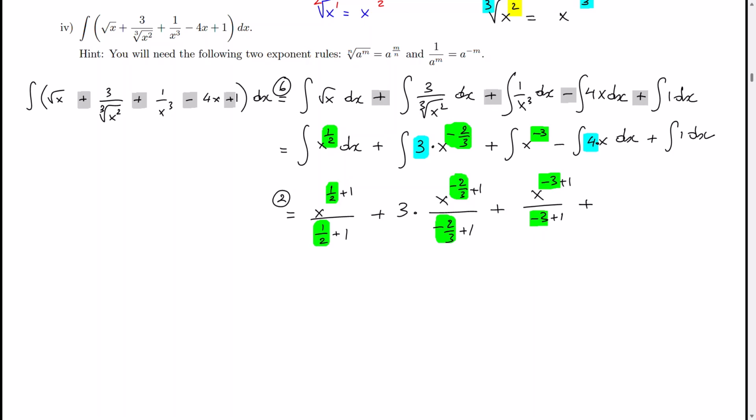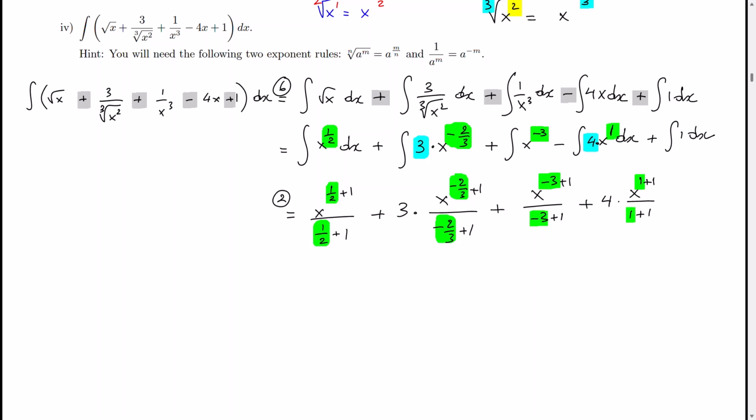Next, we have a 4x. So supposedly, we took out the 4, and now we just have an x to worry about. What's the exponent for x? Technically, nothing is written, so we know it's a 1. So according to the rule, just add 1 to the existing power and divide by the same thing. So the existing power is 1, and I'm just going to add 1 to it as before.